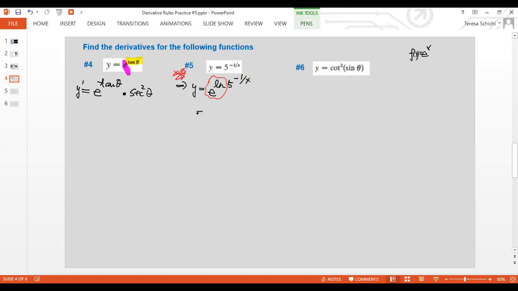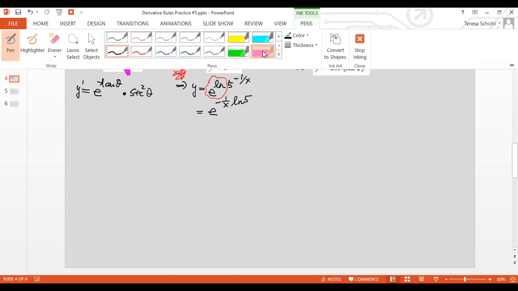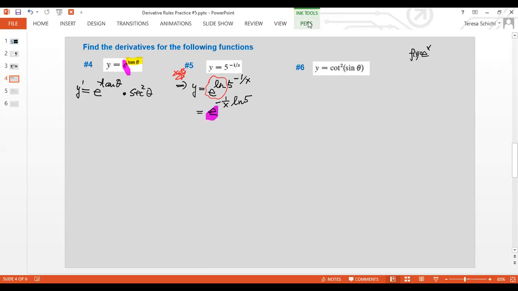Okay, now let me simplify it a little bit. This one here is e. Then I use the natural log property. I can move this 1 over x to the front, the exponent property for the natural log. So it's negative 1 over x times natural log of phi. Finally I find my primary function is e, and the secondary is the composite function, right?